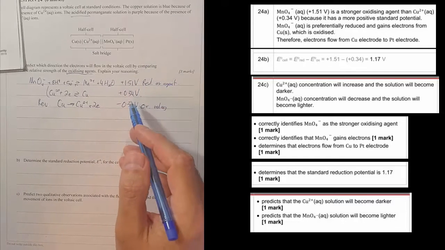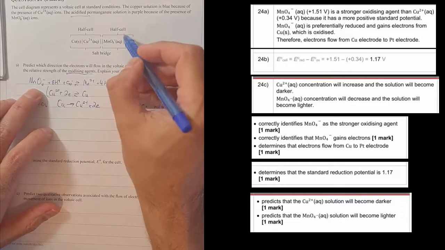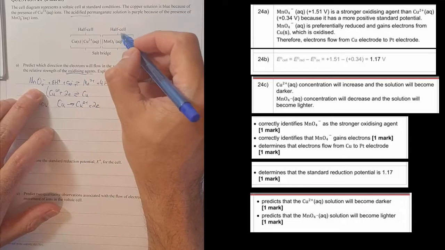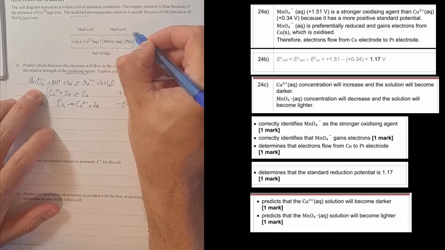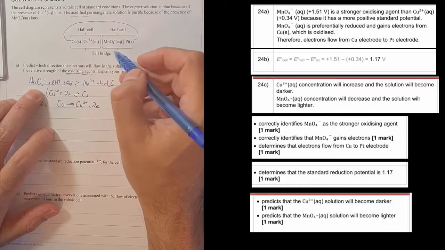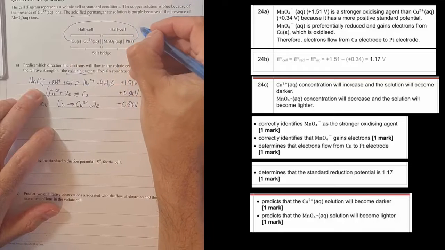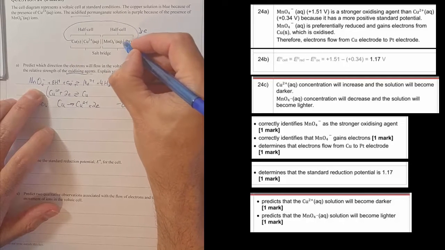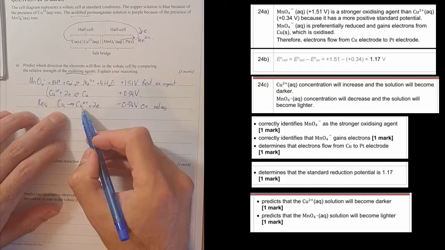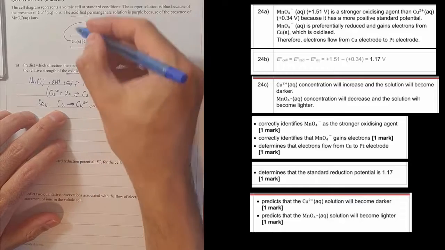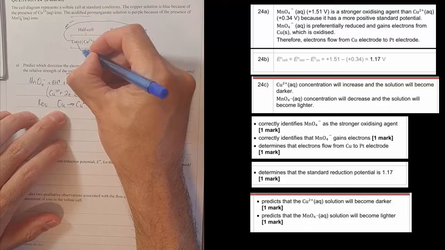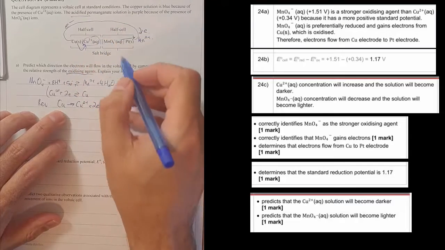Okay, so if that's the case, then the MnO4 is gaining electrons. So where is the connection here? God knows. All right. So MnO4 is gaining electrons to go to Mn2 plus, and copper is giving off electrons, which makes sense, and that's going into solution.